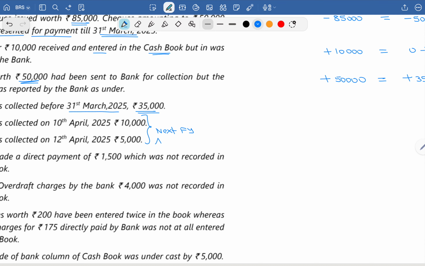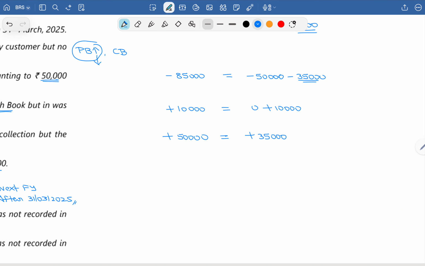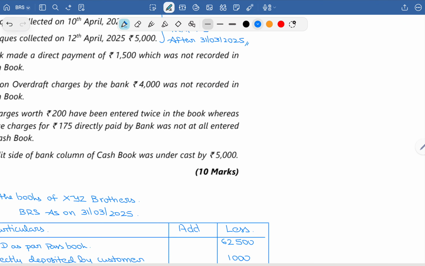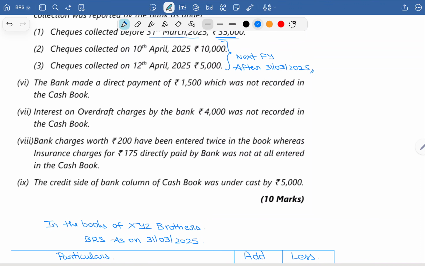That is after 31st March 2025. We are seeing the bank reconciliation statement as on 31st March 2025. So to make cash book equal to passbook, on the passbook side, what do I have to do? I have to add 15,000. So below point number 5, add column 15,000. Right?